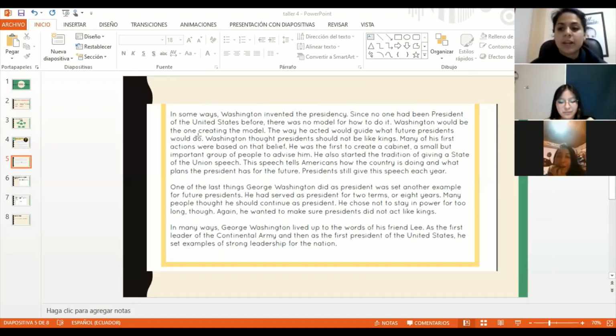And this paragraph right here. In some ways, Washington invented the presidency since no one had been president of the United States before. There was no model for how to do it. Washington would be the one creating the model. The way he acted would guide what future presidents would do. Washington thought presidents should not be like kings.